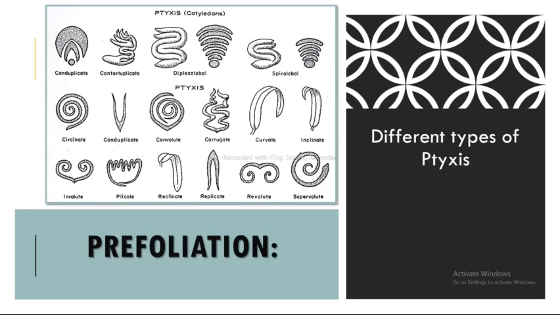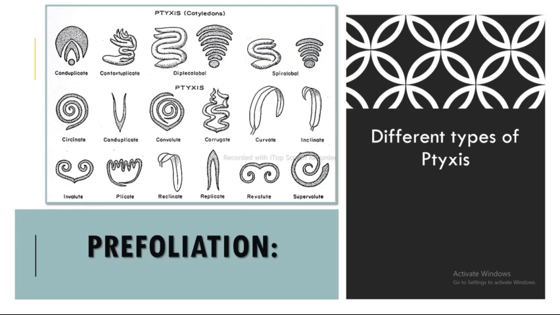The second type of ptyxis is the classification which is based on the rolling or folding of individual embryonic leaves and the arrangement of embryonic leaves within a structure. This is the vernation according to most of the authors, and the first type is the circinate. Circinate means the lamina is rolled from the apex to base with the apex in the center of the coil.